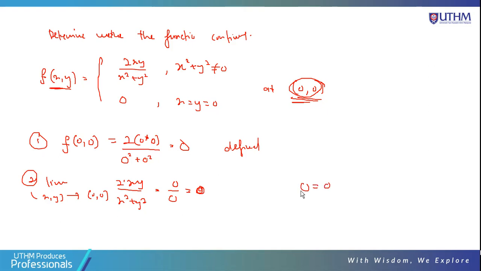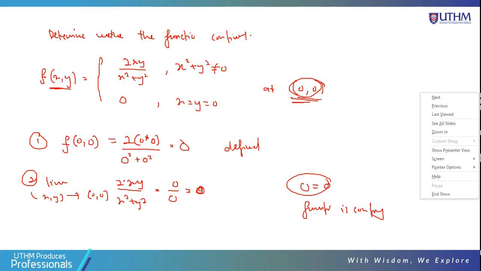So the function is continuous. If the answer is not the same, the function is not continuous. That's all how you can prove that the function is continuous or not continuous. Okay, very simple. Just follow the steps. Okay, I left you some exercise here. Try to solve this one.